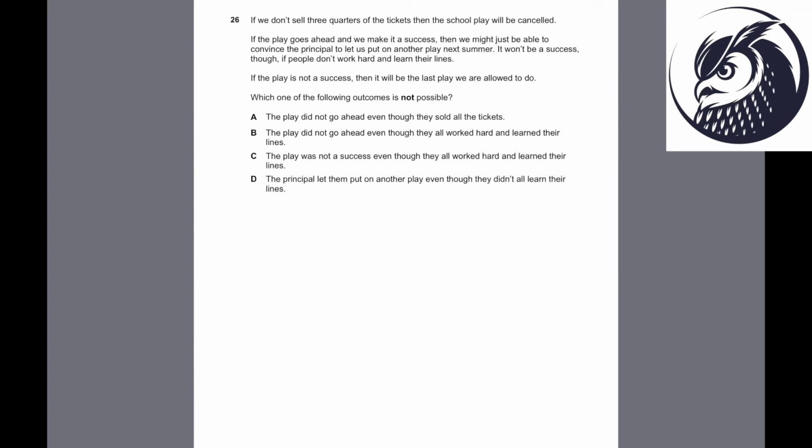So when we approach these types of questions, again, we'll try and draw it into a little bit of a flow chart just so we can picture the logic a bit easier. So I'll start us off by focusing on the first part here. It says, if we don't sell 3/4, then the school play will be cancelled, right? So if you don't sell 3/4 of the tickets, then the play is cancelled. Okay, and we know that's true because it's actually said in that first line. So this is a true statement.